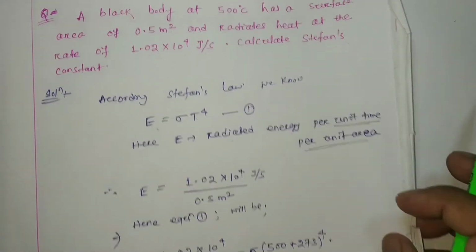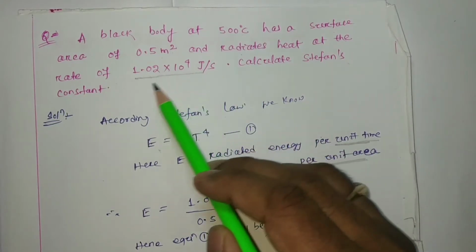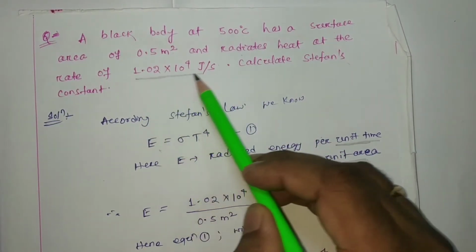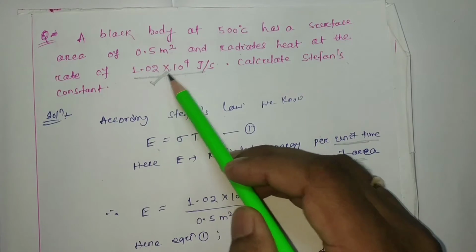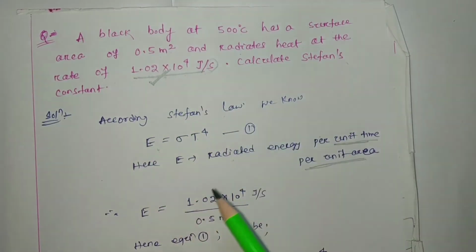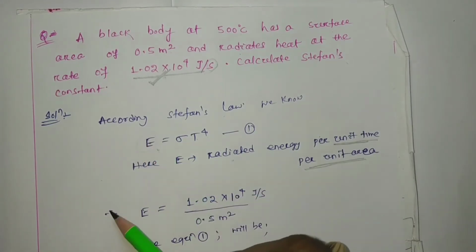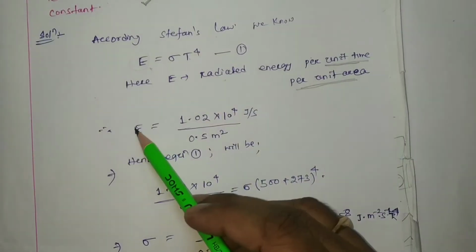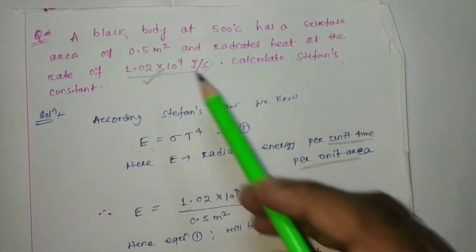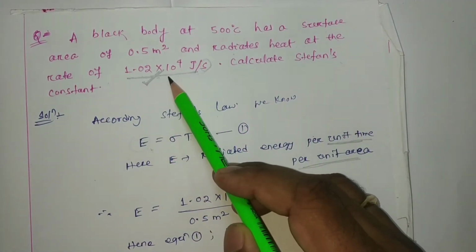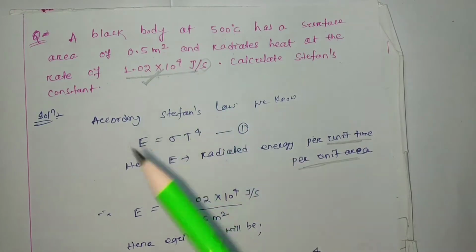But here in the question it is given as the rate of energy radiated, that means energy radiated per second. That means this given value represents radiation per unit time only. But we have to find radiation per unit time per unit area. So E will be how much? This is your energy per unit time, then again we have to divide by unit area. Here the area is given as 0.5 meter square. If we divide by this area, then we can find this E.